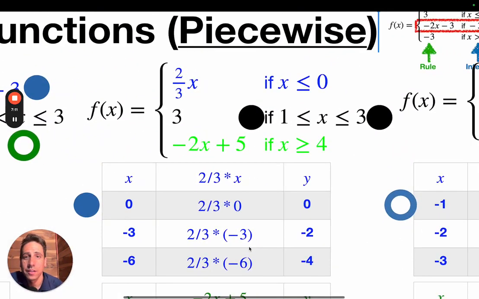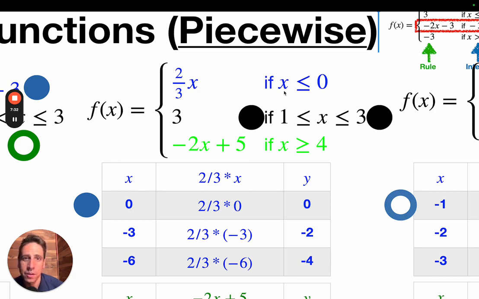Next. So again, 3 pieces. You've got a top piece, a middle piece, and a bottom piece. This top piece right here, we're going to graph using a table. I'm going to choose only x values that are less than or equal to 0, as you can see right here. I'm going to choose multiples of 3 just because of the fraction. It'll make graphing a lot easier.